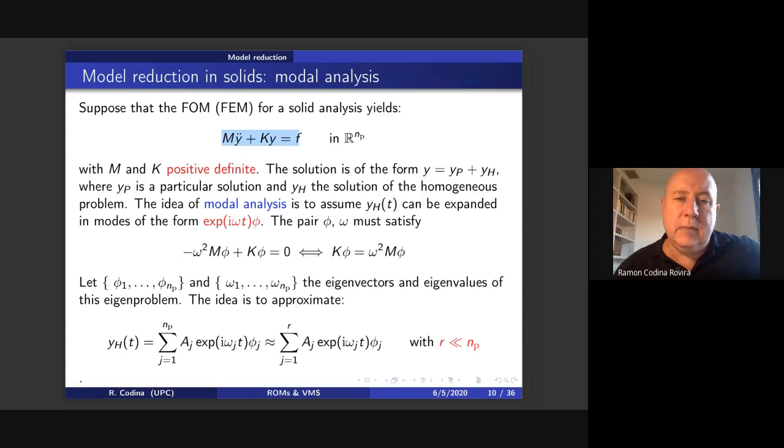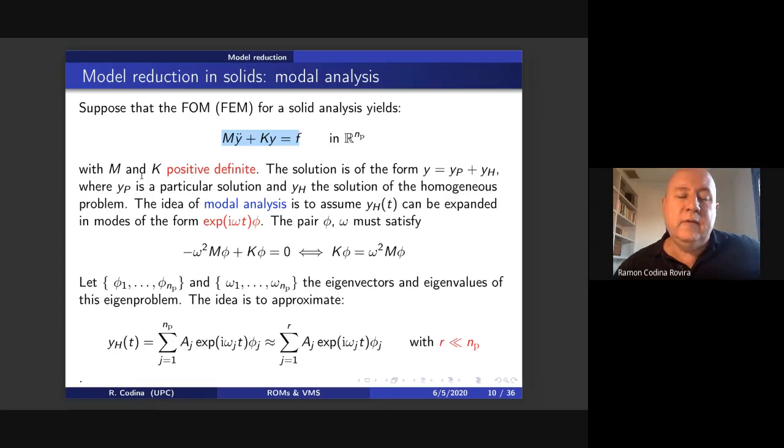Okay, and the important thing in solid mechanics, so here that problem is posed in R^NP, and NP stands for the number of points of the mesh. In fact, it would be the number of points multiplied by the dimension, because at each point you have, in the case of solids, three unknowns, which would be the three displacements, for instance. But the important thing in solid mechanics is that M and K are positive definite. So that's very important.